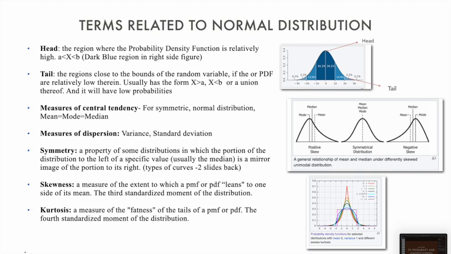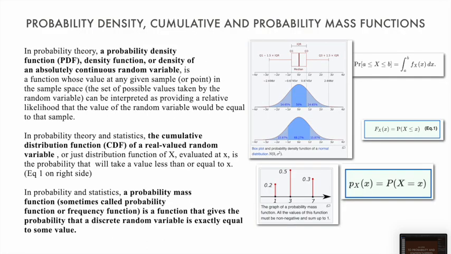And in probability theory, a probability density function or density of an absolutely continuous variable is a function whose value at any given sample or point in the sample space can be interpreted as providing a relative likelihood that the value of the random variable would be equal to that sample.